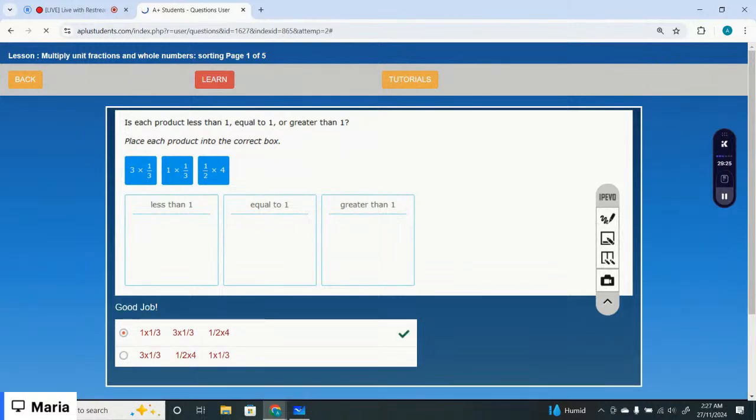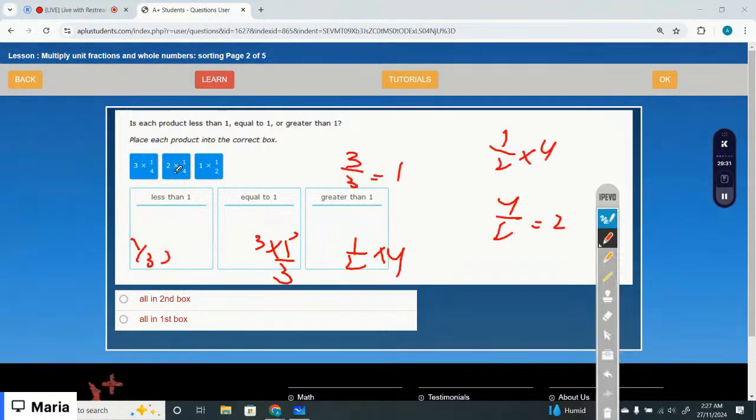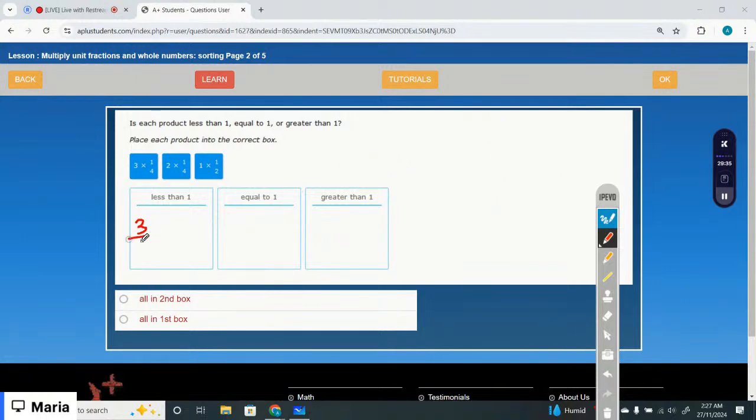Okay, the next one: is each product less than 1, equal to 1 or greater than 1? So 3 times 1 by 4 is 3 by 4, and 3 by 4 is less than 1. 2 times 1 by 4 is half, that is less than 1. 1 times 1 by 2 is 1 by 2. Say all in first box. The correct option is option number 2, that is all in first box.